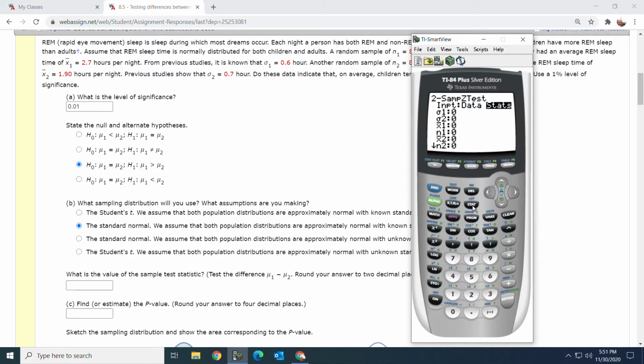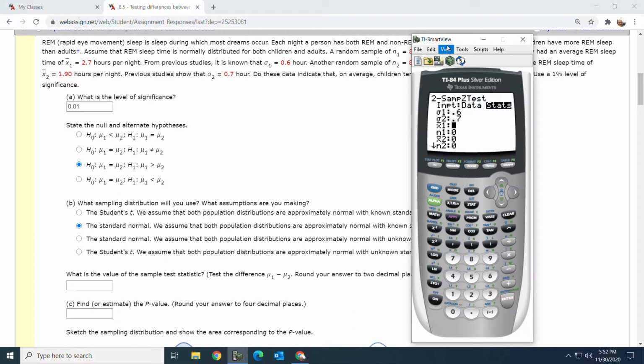Okay, so to get where I'm at, press Stats, arrow over to Tests. 2 samples, children and adults. We know sigma, so Z, so it's your third option. Since the summary stats are given, make sure that stats is highlighted. Once it is, through here, sigma sub 1, that's 0.6. Sigma sub 2 is 0.7.